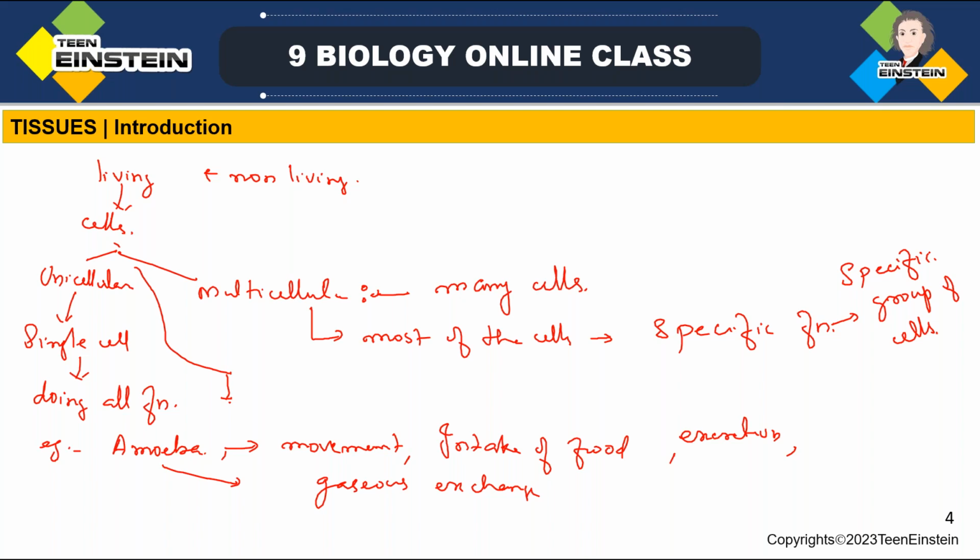One particular group of cells will be doing one function. They may be interrelated; there will be a coordinated way of working. But whatever it may be, a specific group of cells will be assigned a specific function. Altogether they will work in a coordinated way so that the multicellular organism's body can function smoothly. That's the way of working. Each specialized function is taken up by a different group of cells.